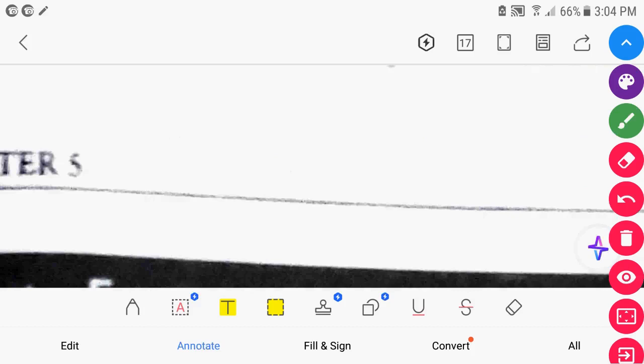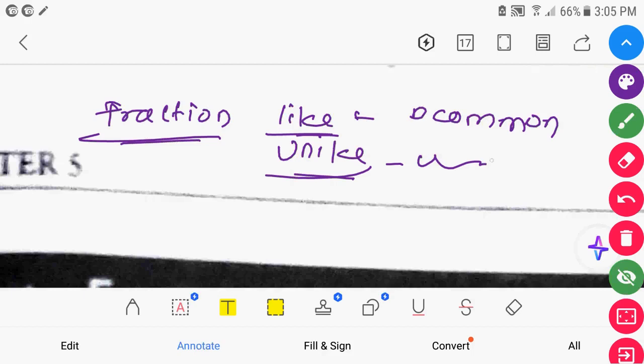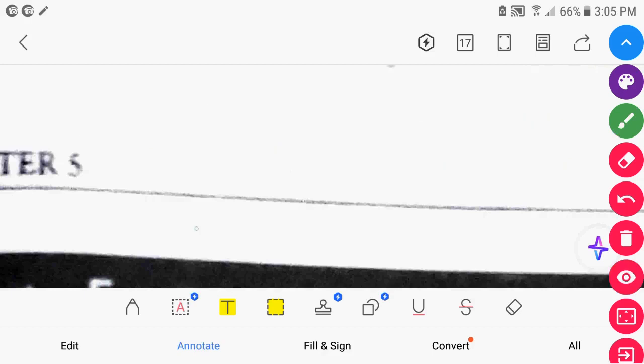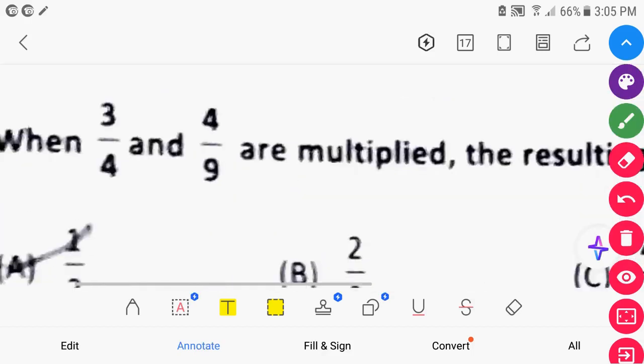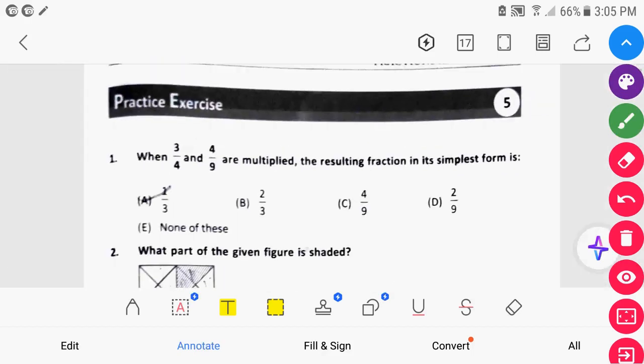We also learned one more thing about the fraction, as types of fraction, in which we learned about the like and unlike fraction also. So like fraction means the fractions whose denominator is common are known as like fractions, and those whose denominator is uncommon are known as unlike fractions. Okay, so these are all the properties of the fraction and decimal. We learned about the operations related to decimal also. Now we'll solve the practice exercise.